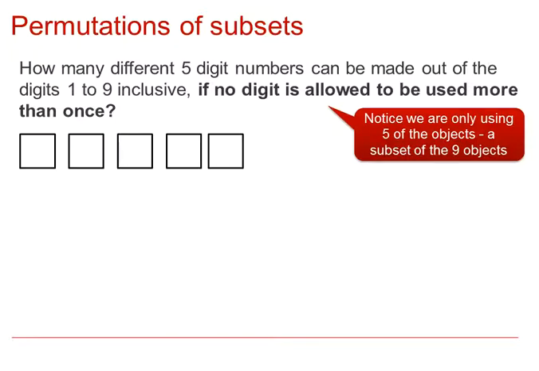Let's have a think about this then. So we have 9 choices for that first slot. Having used 1, we only have 8 choices for the next, because no digit is allowed to be used more than once. And then 7, and then 6, and then 5. So a little bit of reasoning has shown us that that would give us the total number of permutations.